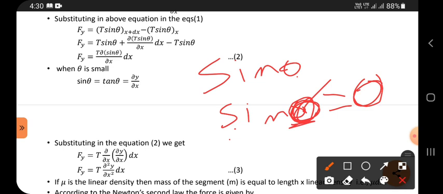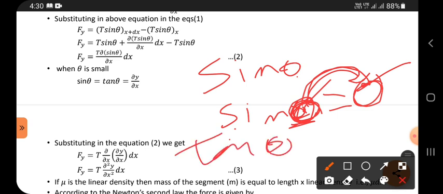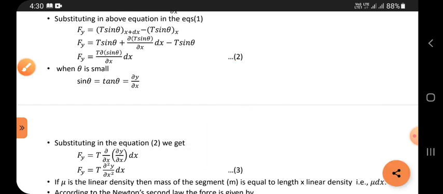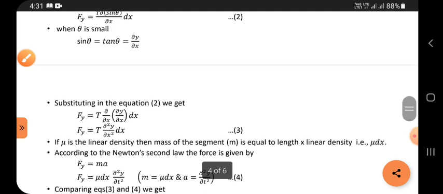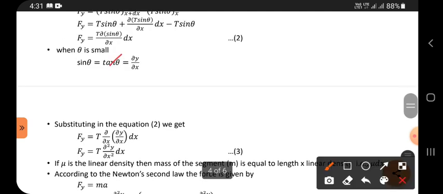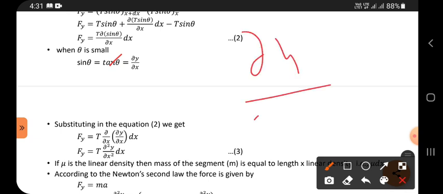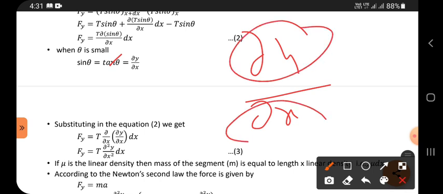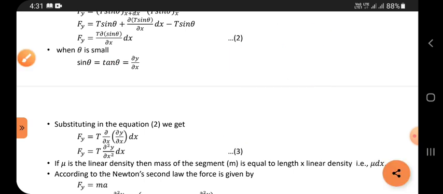Sin of 0 is 0 only. Okay, this happens when the angle is small. Like this for tan theta also. When theta is small, when theta is 0, tan theta is also 0. So that is why we are getting the same answer for both at the same angle, and why these two are equal. But we know tan theta explains the slope. Slope means what? Change in y component by change in x component is the slope. So that is why slope is written.